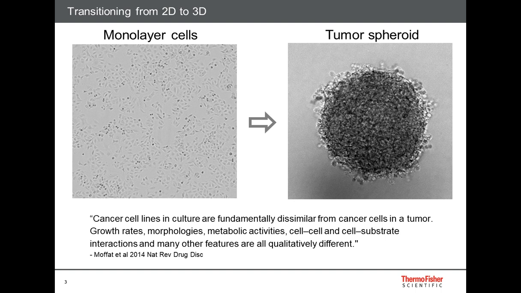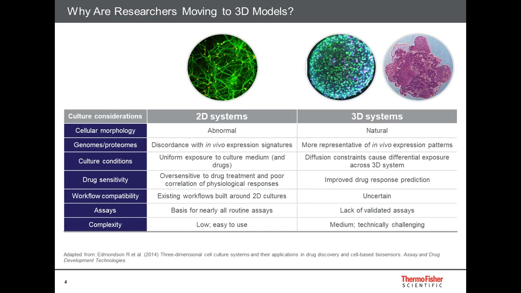So first, why are we interested in 3-dimensional models? Typically we'll do fluorescence microscopy on cells that exist in a monolayer on a flat plastic dish, but increasingly we're seeing researchers transition to a 3-dimensional spheroid model, where we know that growing cells in a monolayer, as we see here in the quote, is fundamentally dissimilar from how cancer cells exist in a 3-dimensional tumor. Things like the growth rates, morphologies, metabolism, and the interaction of cells with each other and with their substrates are very different in a 2-dimensional versus a 3-dimensional model.